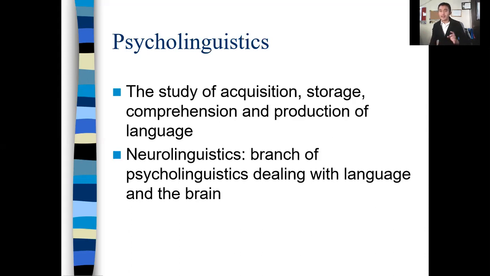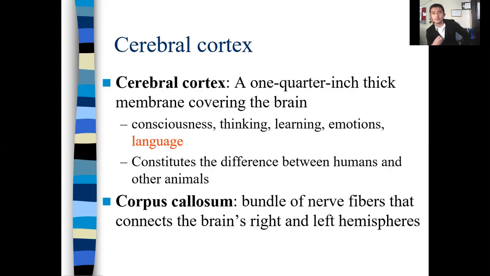Whereas on the other hand, neurolinguistics is a branch of psycholinguistics that deals with language and the brain. So neurolinguistics is one of the branches of psycholinguistics. Basically, psycholinguistics is the general field, and the specific sub-branch is neurolinguistics, which only talks about the language and how the brain processes that language. Okay, now let's explore the brain.